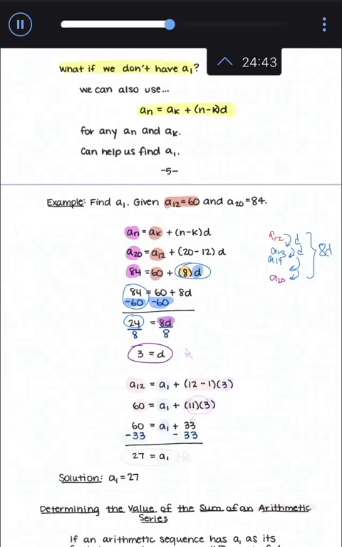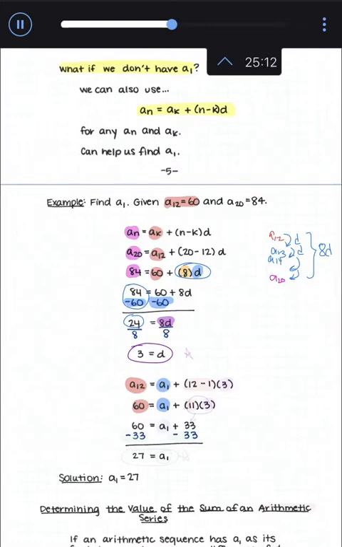Now, once you've got your D and you've got any other term, we can keep on going and find our first term. Now, I can use my 12th term or my 20th term. It doesn't matter. I'm going to use my 12th term simply because it was a smaller number and it will make my life easier. So the 12th term, which was 60, is going to help me find my first term. That's the thing we're looking for here on this one.